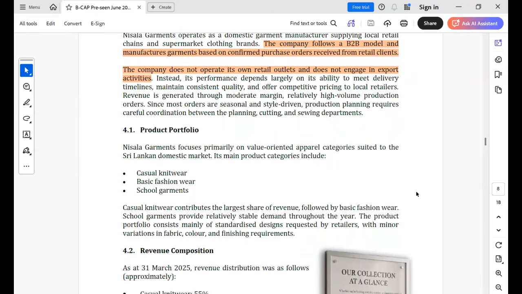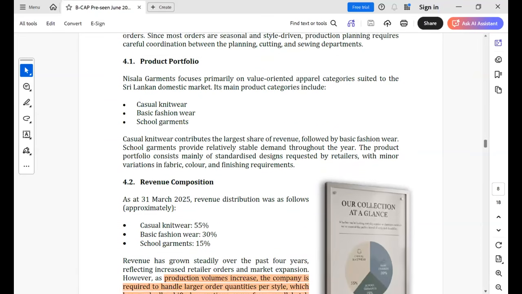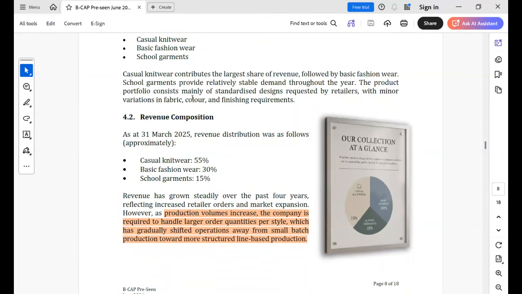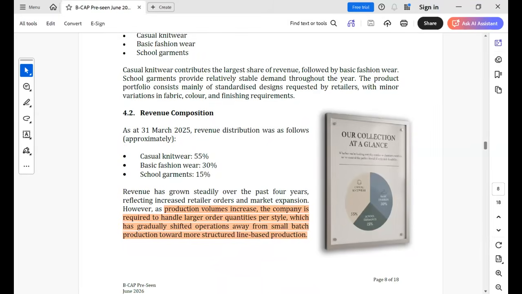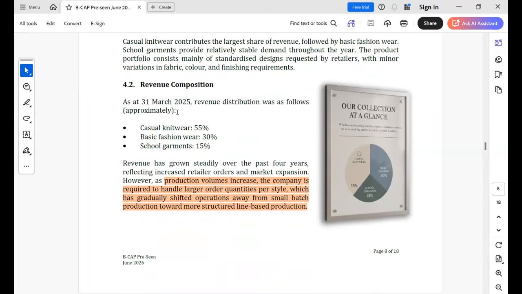Right? So everything we have discussed, I think this is a repetition of what we have discussed. So, revenue composition. Now they are doing basically three types of garment. Casual knitwear is the highest category, 55%, of the total revenue, basic fashion wear 30%, and school garments 15%, right? So revenue has grown steadily over the past 4 years, reflecting increased retailer orders and market expansion.